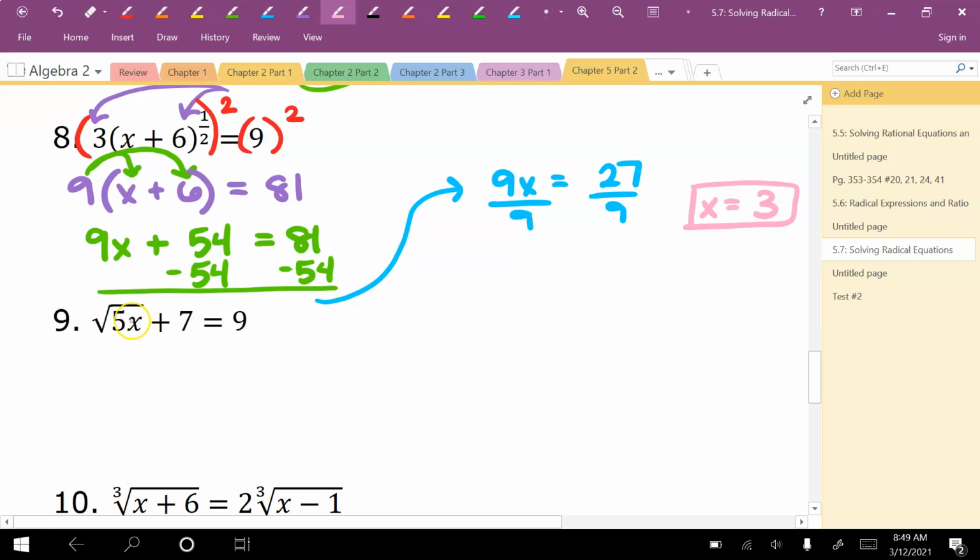For number 9, what I would do first before you guys jump to squaring it is get the 9 and the 7 on the same side. So how would I move the 7 over to the 9? Subtract it. So I'm going to write minus 7. So I'm actually going to rewrite this so that it says the square root of 5x equals 2. Okay, now finish it. Square both sides and solve it. It's going to make it a lot easier.